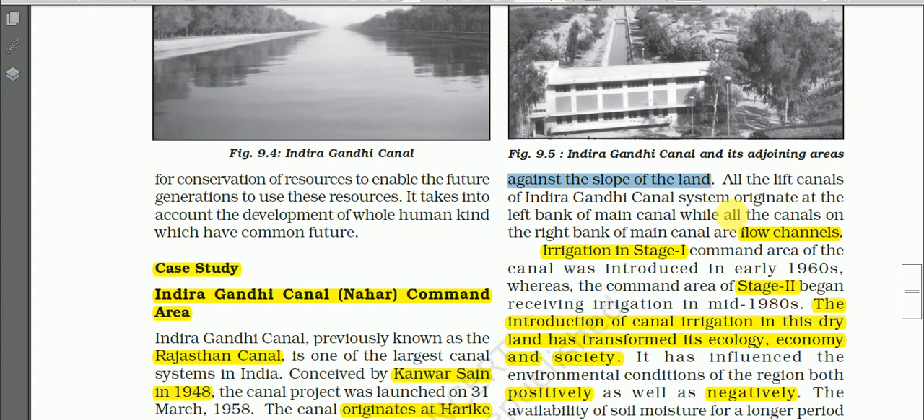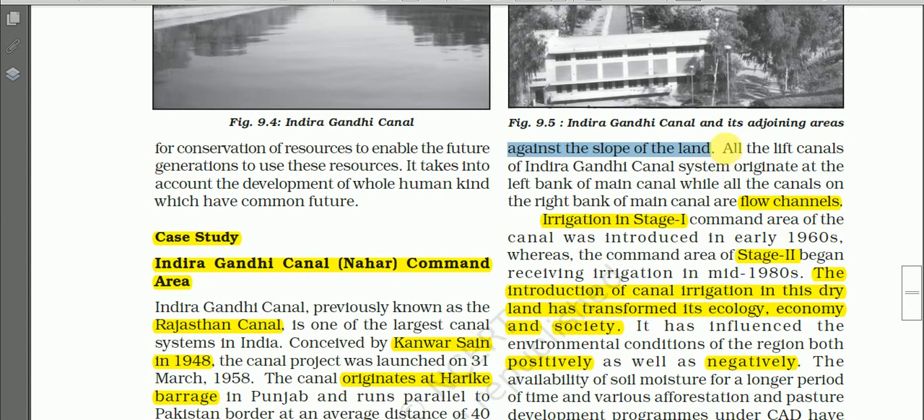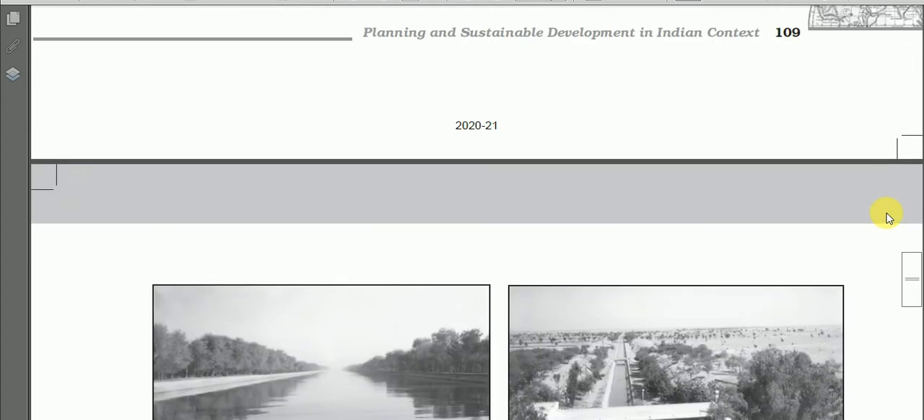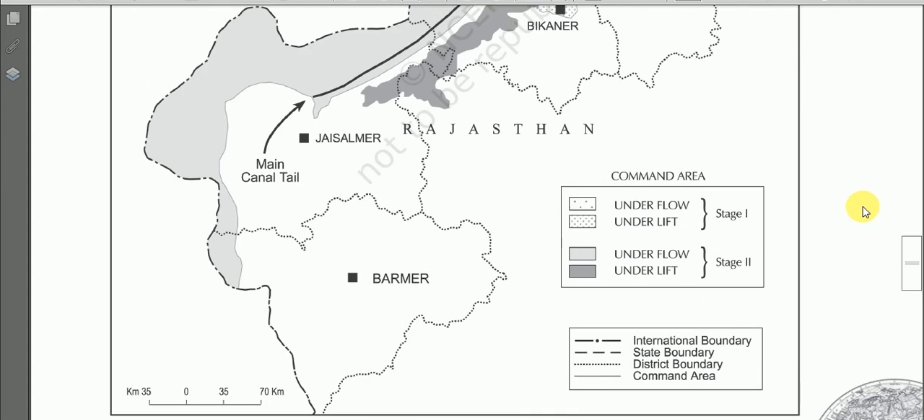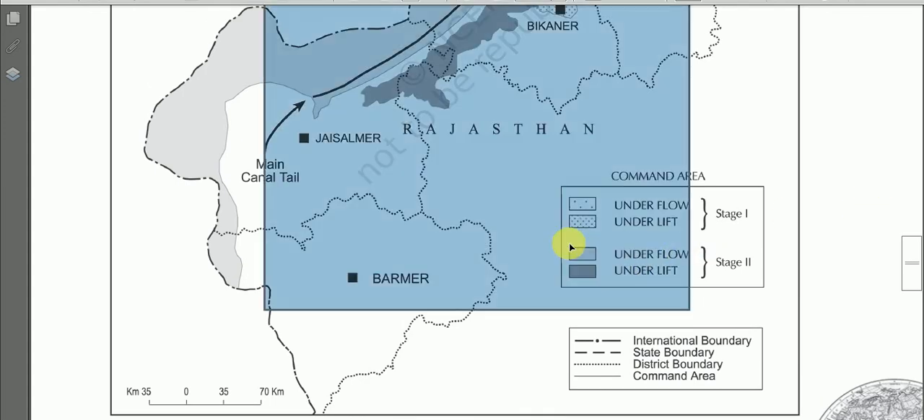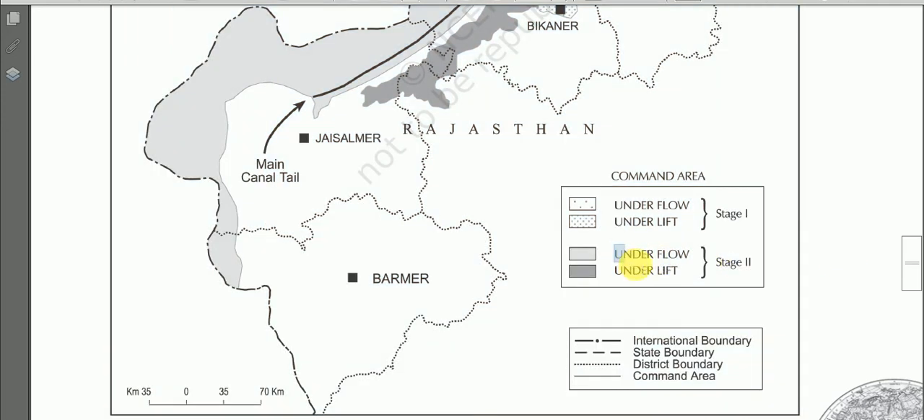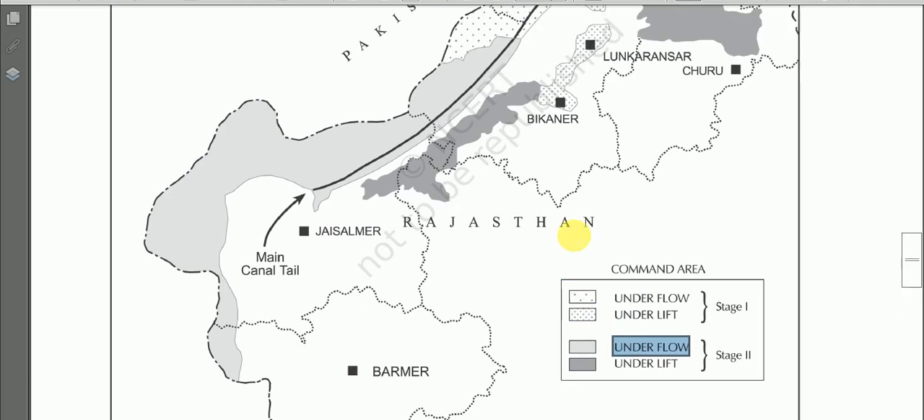And all the lift canals of the Indira Gandhi Canal system originate at the left bank of the main canal, while all the canals on the right bank of the main canal are flow channels, the flow system. So you may observe this map again. See here, this is for the flow. This is for the flow, and this one is for the flow.